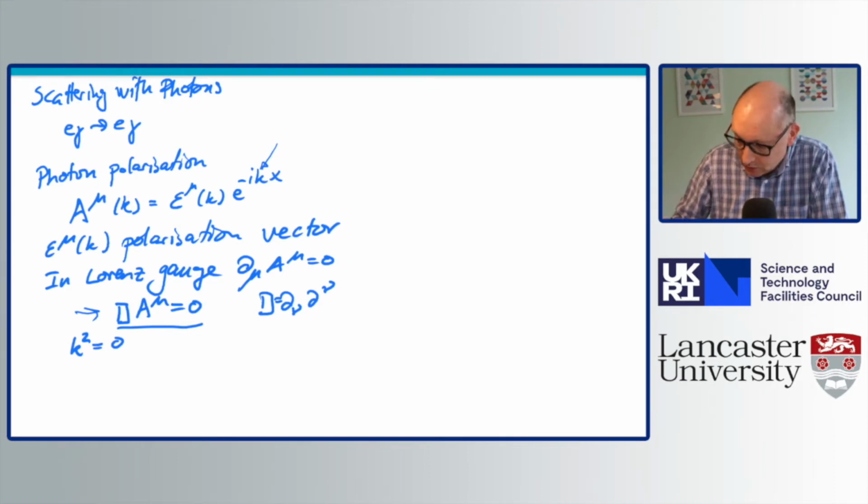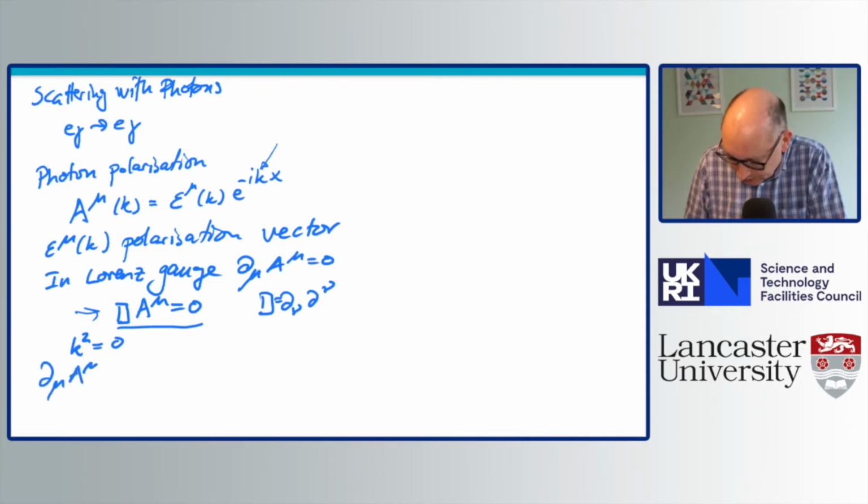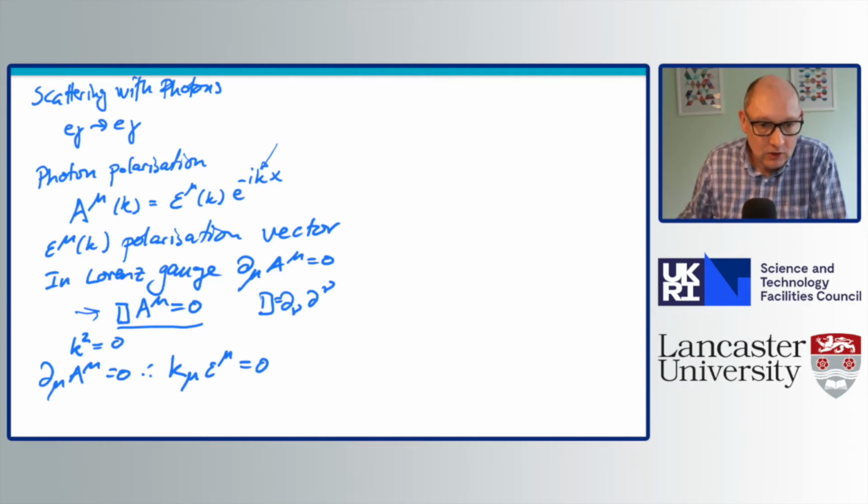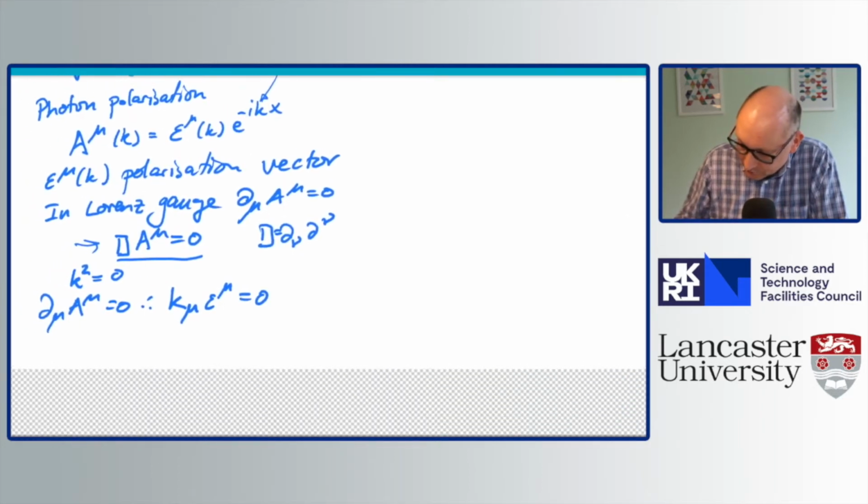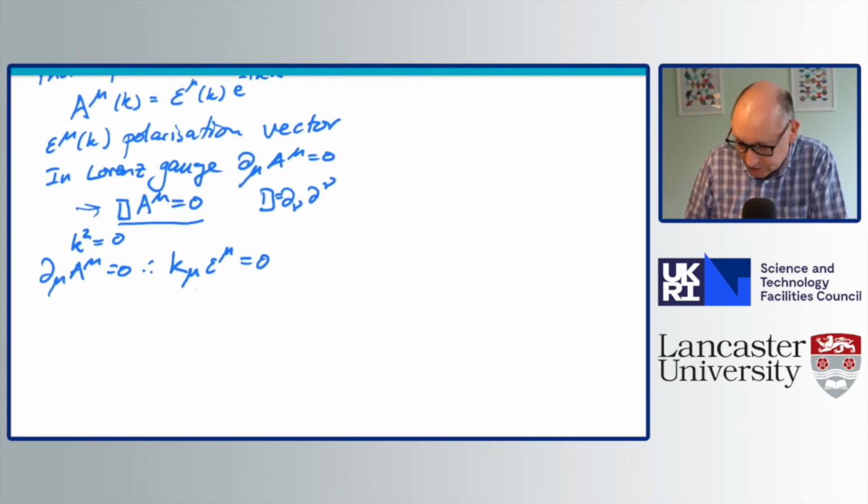Now, the Lorentz gauge condition of d^mu A_mu gives another constraint that actually says that k^mu A_mu must be 0. In particular, k^mu epsilon_mu must be 0. Now, there's actually still some freedom left in choosing our polarization vector. This, of course, doesn't constrain the polarization vector completely.